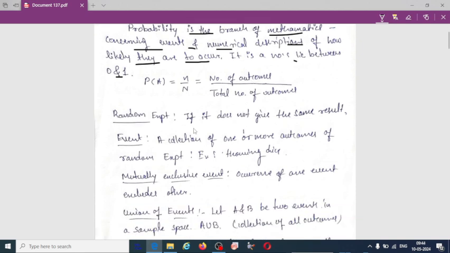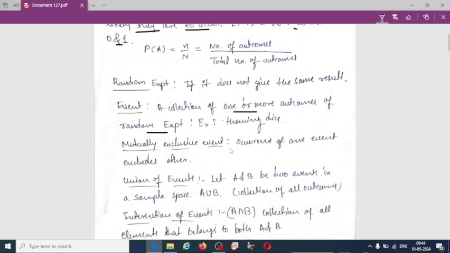So what is a random experiment? If it doesn't give the same result for every occurrence of the event, then it is called a random experiment. If you toss a coin, you may get head or tail. It may not give the same result each time. An event is a collection of one or more outcomes of the random experiment. When you throw a dice, it has 6 faces, so you may get the values 1, 2, 3 up to 6.